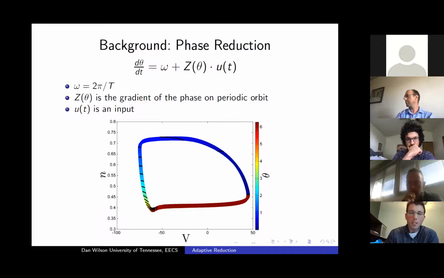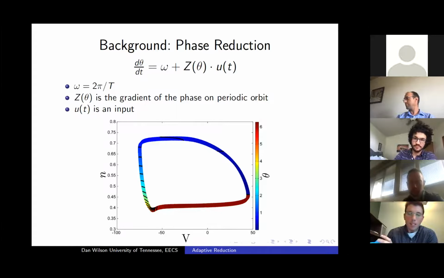So by restricting your attention to a very close proximity of that limit cycle, you can end up with dynamics for the phase variable that follow dθ/dt is equal to that constant ω, the natural frequency, plus Z(θ), which is the gradient of the phase evaluated on the periodic orbit, multiplied by an external input. So this is useful because it allows you to go from an n-dimensional system, where n could potentially be large, to a one-dimensional system where you're just thinking about the phase of oscillation close to that limit cycle.